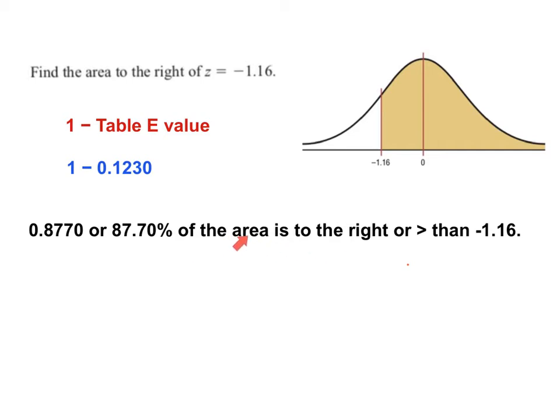Yes, you have to write this part: area to the right of negative 1.16. Do you have to write the decimal and percentage? No, I'll take either one. If it asks for probability, write it as a percent.